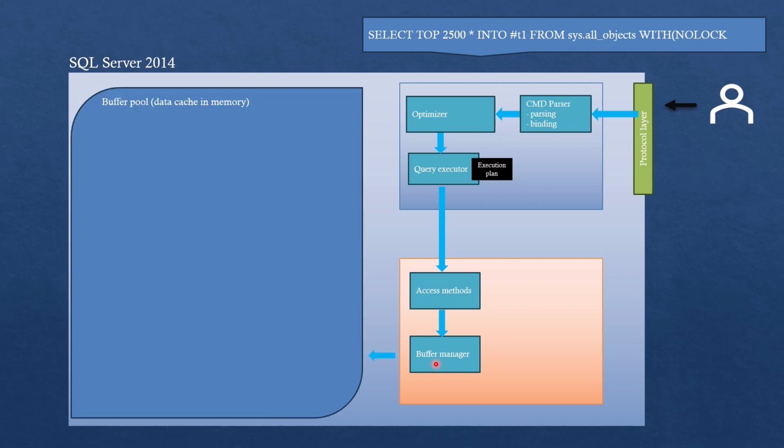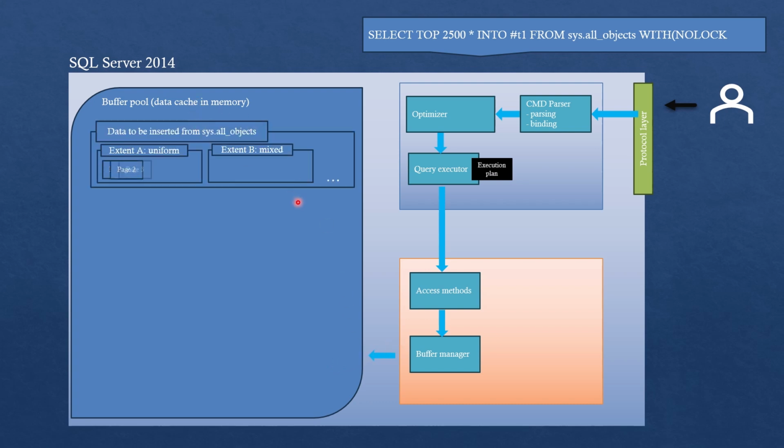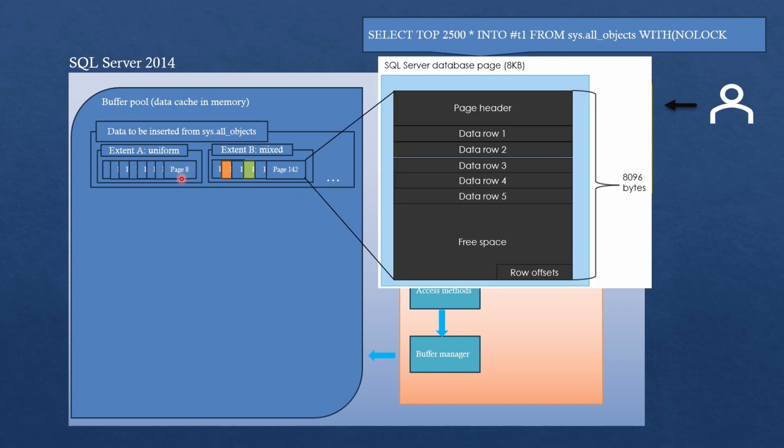First, it connects to the buffer pool in memory to scan and bring all the data pages from this all objects DMV. You can see here, SQL Server is listing and preparing all the data first before inserting it into the temporary table. Here you can see pages, right? What is a page? A page is an 8 kilobyte structure where data rows are located. You can see here the page header, data rows, and if the page has free space here.